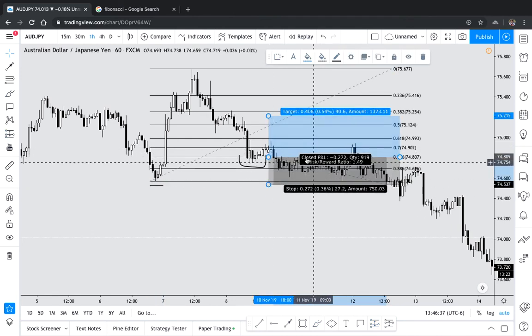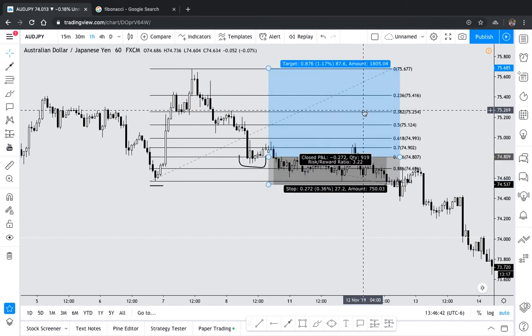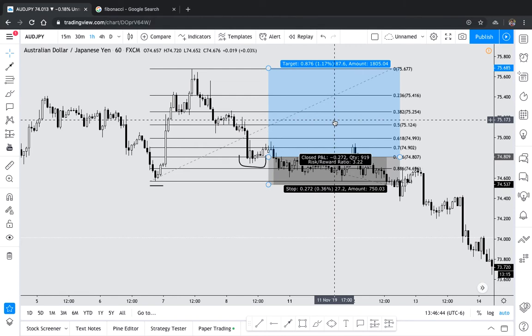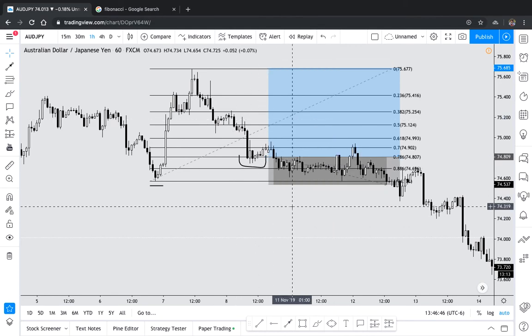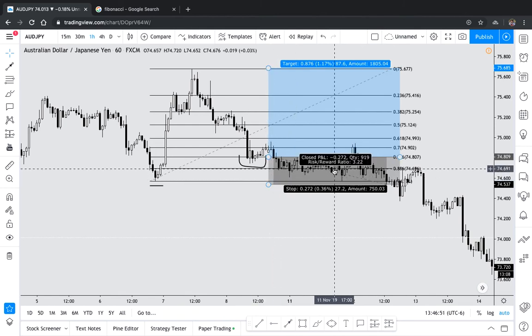This is amazing, right? My risk to reward is now a 3 to 1, basically 3.22 to 1. This is a lot better. I like this. And as we can see, obviously in the future we get stopped out. But one, this is definitely a better risk to reward ratio.